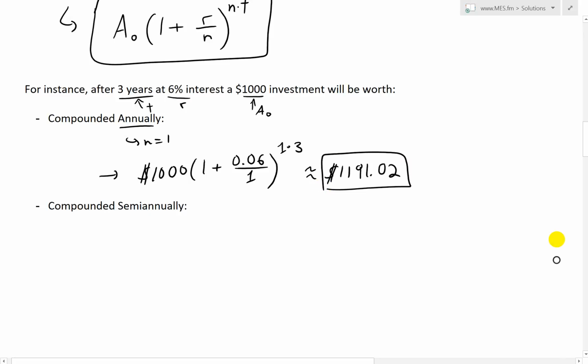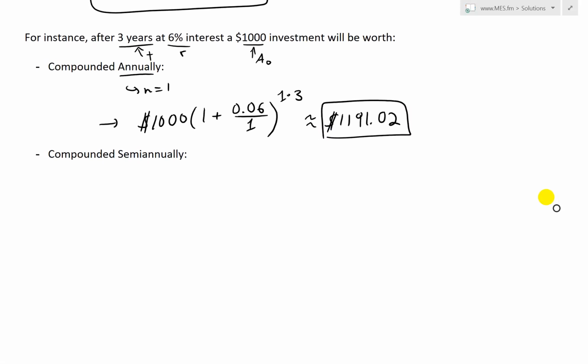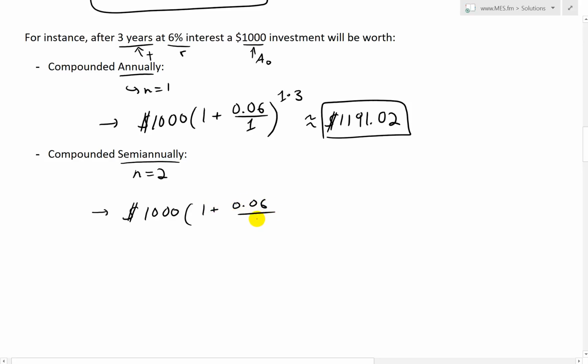Now if we were to compound it semi-annually, in other words, twice per year, our n is equal to 2. So that's how many times per year we're going to compound it. Now what our worth is going to be is 1000 times 1 plus 0.06 divided by 2, which is our n, to the power of 2 times 3, or in other words, 6.